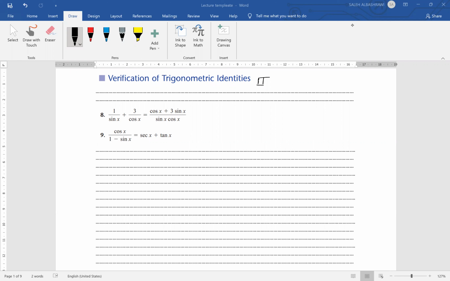Welcome to the second part of the topic, which is verification of the trigonometric identities. We define the identities as an equation which is true for any value for the given variable x or theta. In the last part, we discussed some examples, and in this part also we are going to give more examples of how to verify the trigonometric identities.